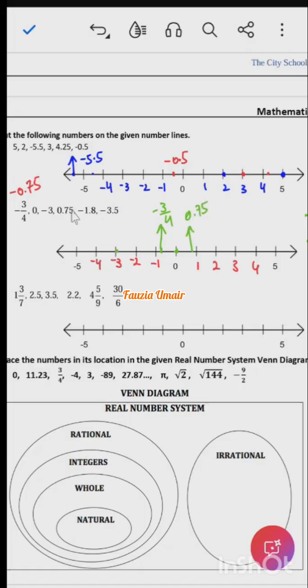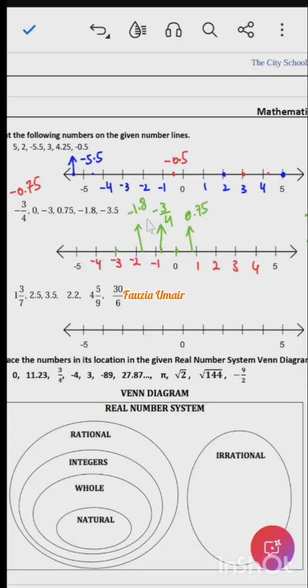So then minus 1.8. Between which two numbers? Ma'am, -1 and -2. Between -1 and -2, more towards which number? -2, because 1.8 is close to -2. So this is where -1.8 is.